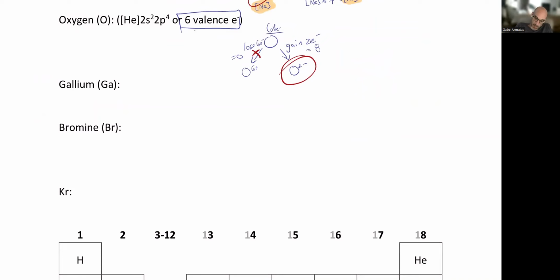So how many valence electrons does gallium have? Gallium has 3 valence electrons.